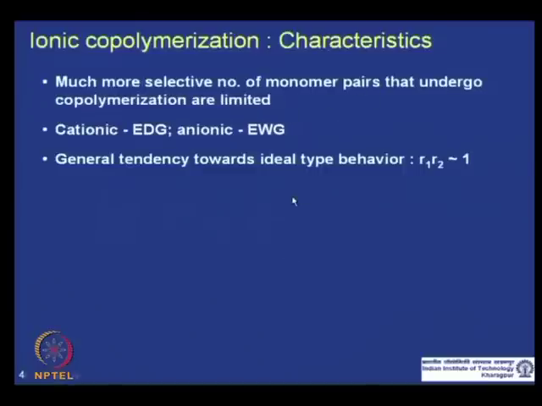So, only those monomers which have reactivity towards a cation undergo cationic copolymerization, and the monomers which have reactivity towards an anion undergo anionic copolymerization. So, the monomers which undergo ionic copolymerization, their reactivities are not too different. So, they typically make ideal copolymers.